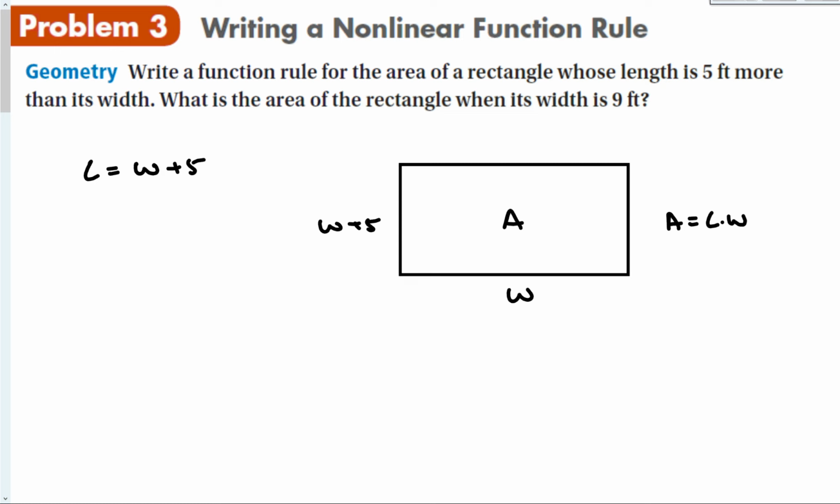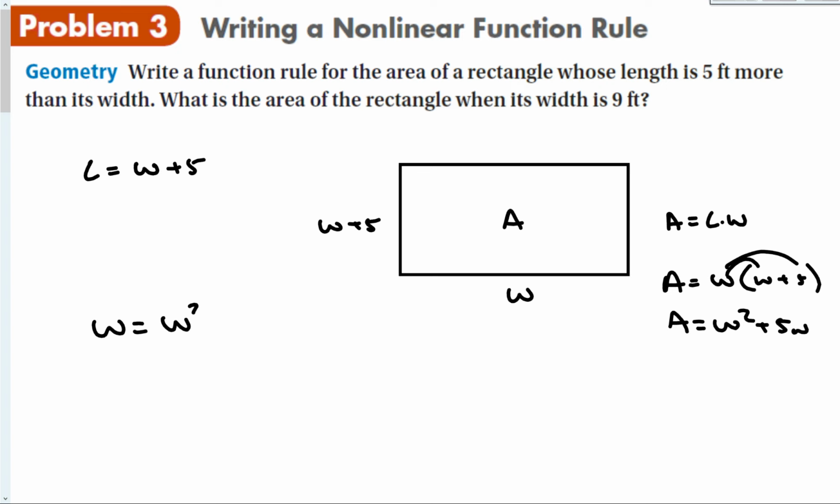Okay. Now the area becomes width times the width plus 5. Okay. Which would be, if I multiply that together, w squared plus 5w, if I distribute the w to both of them. And there's my function rule for this figure, w squared plus 5w.